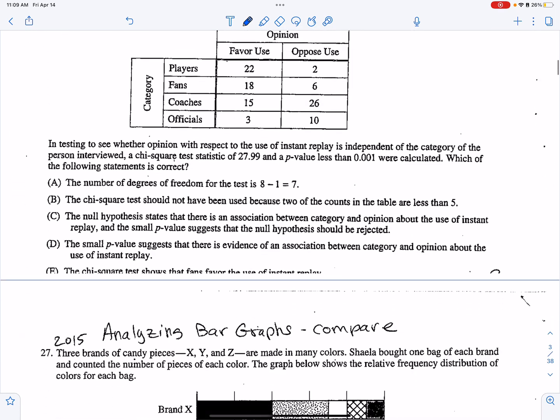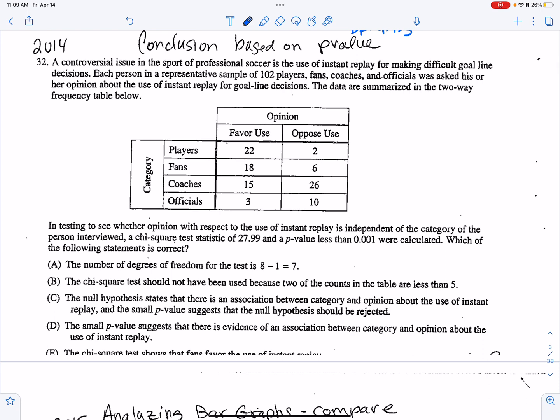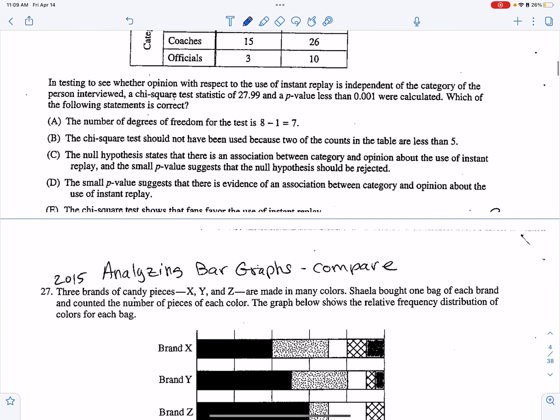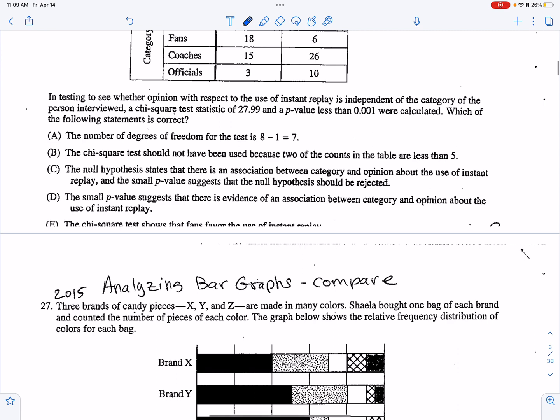More conclusions from p-value. So you'd like to read that. All right, so now this one tells me I have a p-value that's really small. So I'm just going to kind of tell myself that means reject. That means I have evidence for Ha. I reject Ho. I have evidence for Ha.